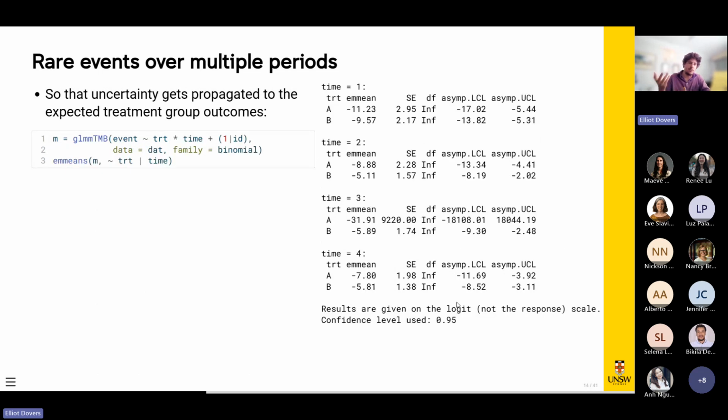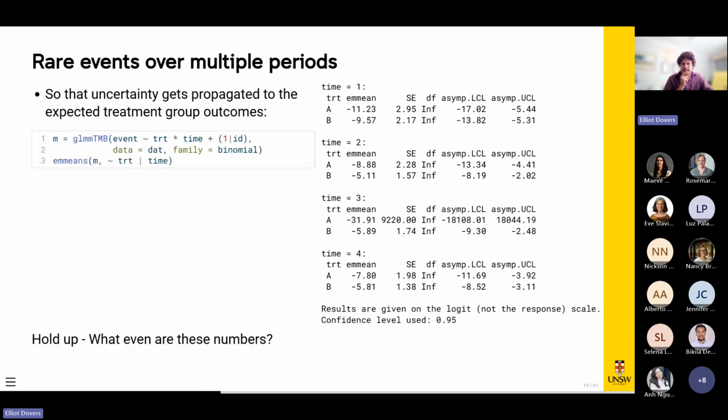And when we do our emmeans, this is now looking at the output rather than plotting it up. I was trying to jump straight to the nice fancy output there. You can see that huge uncertainty is propagated to our estimated marginal means. These are asymptotic lower and upper confidence intervals. We can see that they're huge for time point 3 for treatment group A, where we had no events occurring.